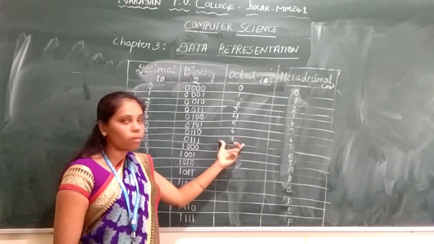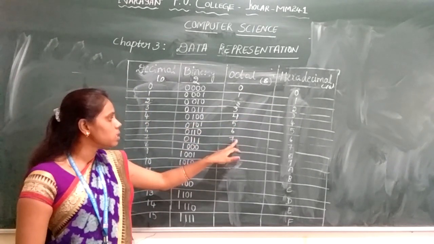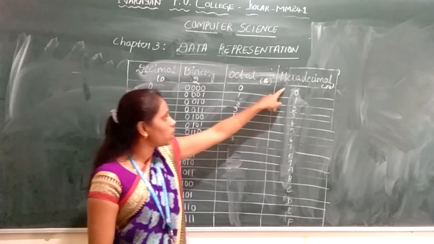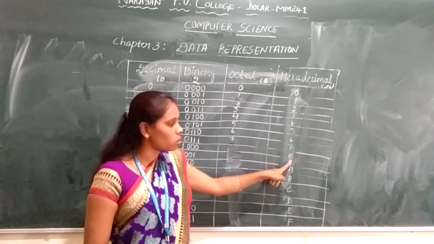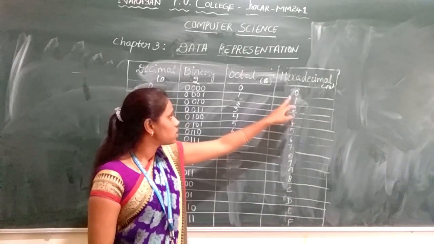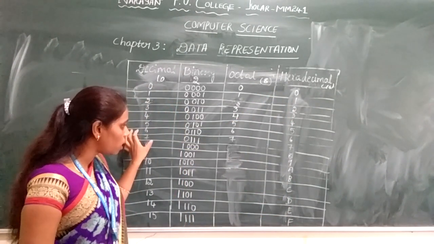So these are equivalent to, this 0 to 7 is equivalent to the decimal number system. And in hexadecimal number system, we have digits from 0 to 9 and alphabets from A to F. So this is the equivalent value for decimal number system.